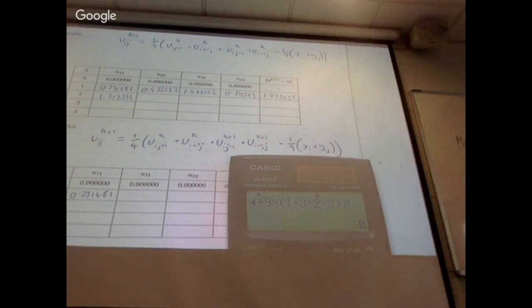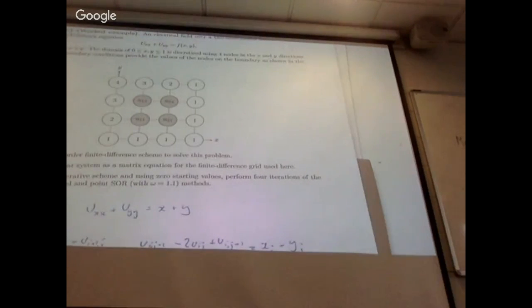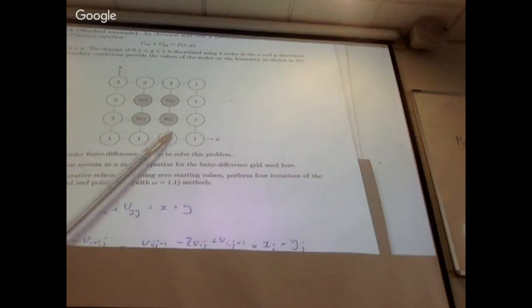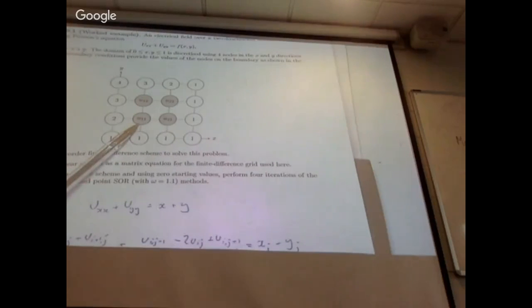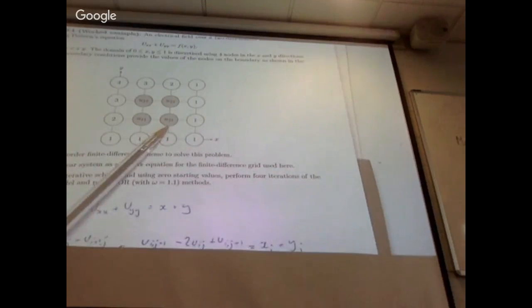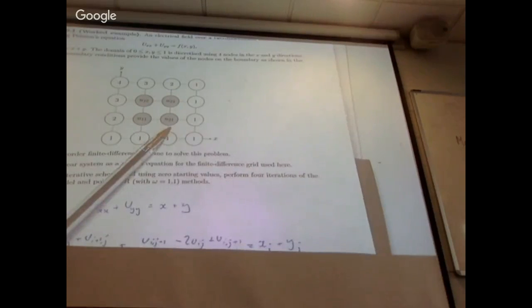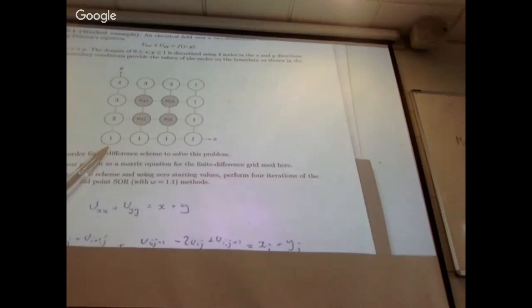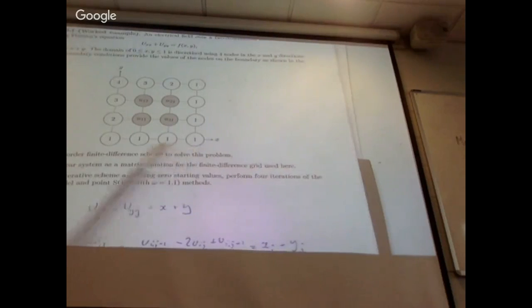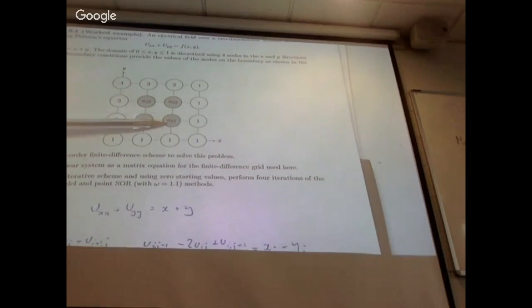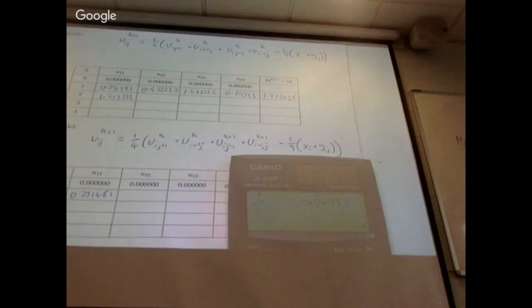So I've just calculated this node. It's that node plus that plus that plus the new version. The x-coordinate of that node is 2/3, because this is x equals 0, that's x equals 1, that's 1/3, that's 2/3. The y-coordinate is 1/3. So 2/3 plus 1/3 is obviously 1. And it's given us 0.405092.